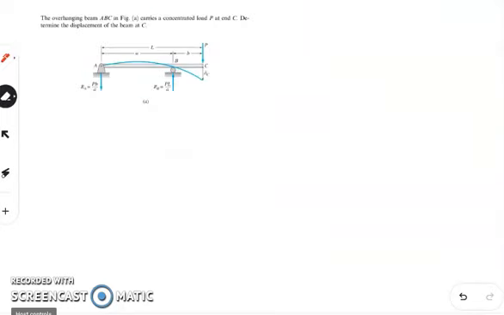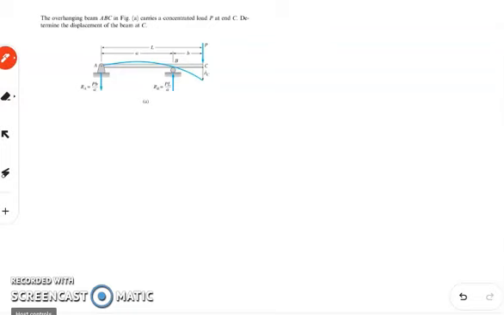So the next problem is: the overhanging beam ABC, as shown in the figure, carries a concentrated load P at the end, point C. Determine the displacement of the beam at point C. So we're given the figure, we have our acting forces, and we're given the elastic curve. And basically, we have distance A and distance B, as indicated in our beam.